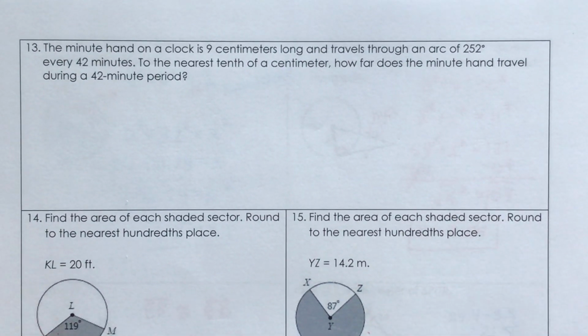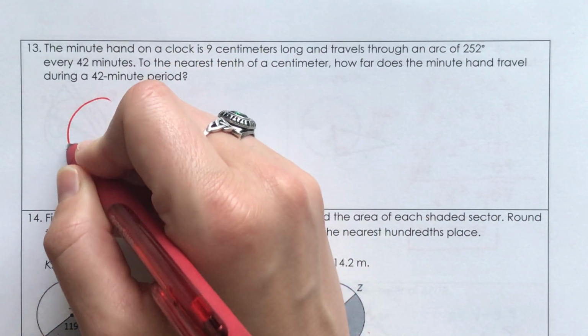All right, number 13. The minute hand on a clock is 9 centimeters long and travels through an arc of 252 degrees every 42 minutes. To the nearest tenth of a centimeter, how far does the minute hand travel during a 42-minute period? Okay, so you have to think about it like this. Here's my clock.